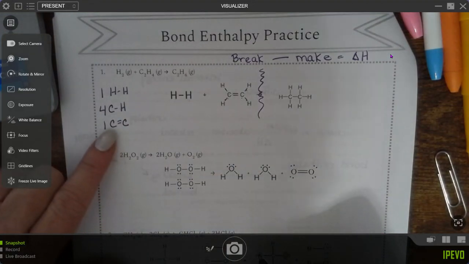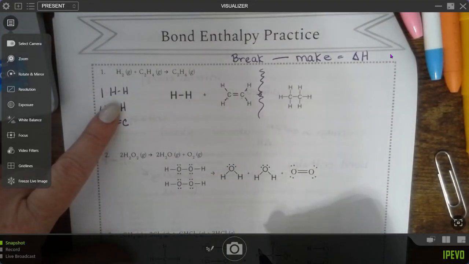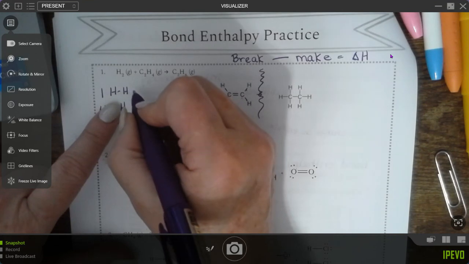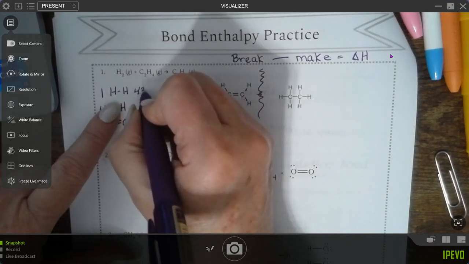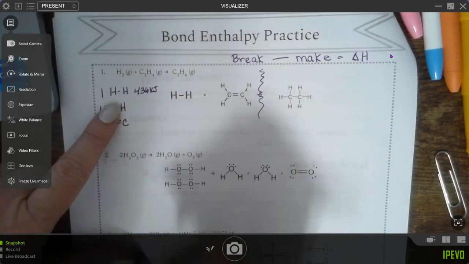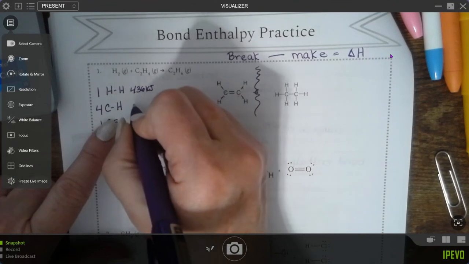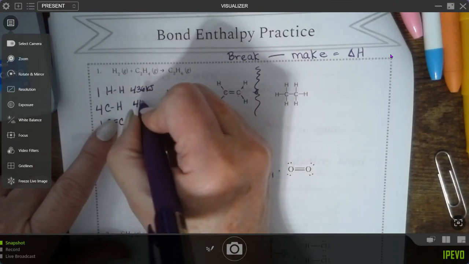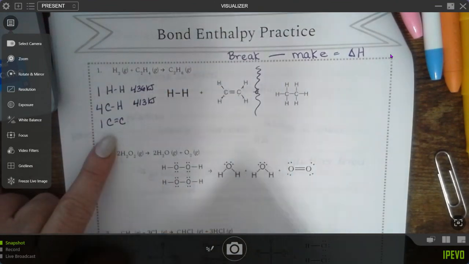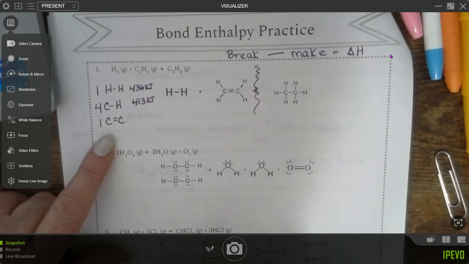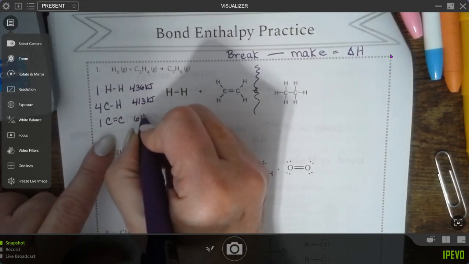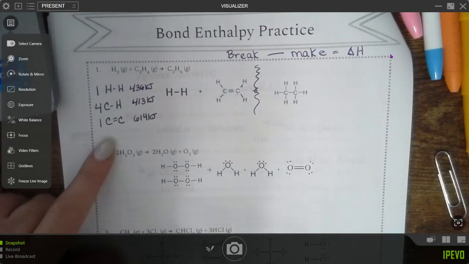Now if I look at my table of average bond energies, I see that hydrogen-hydrogen is 436 kilojoules per mole. Carbon-hydrogen is 413 kilojoules per mole. And that carbon-carbon double bond is 614 kilojoules per mole.